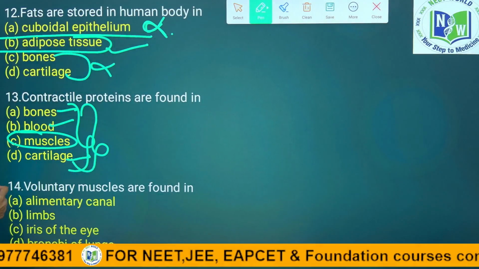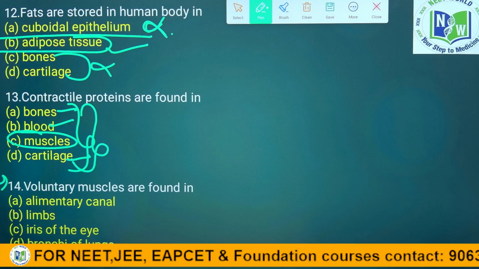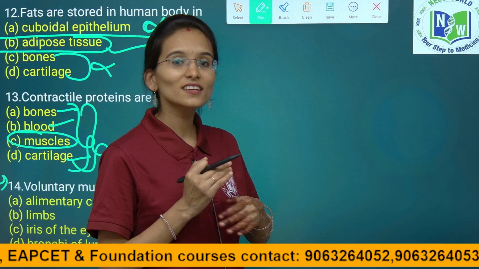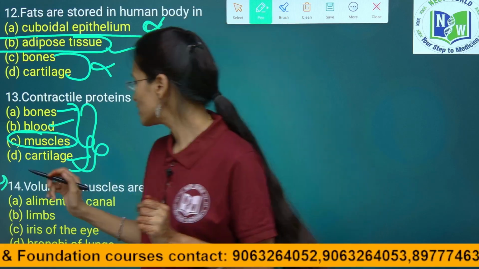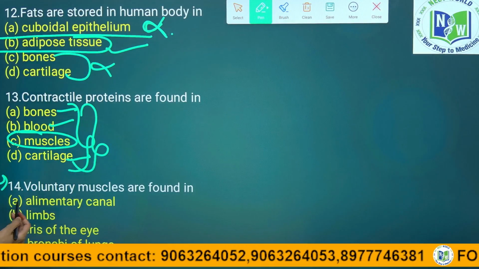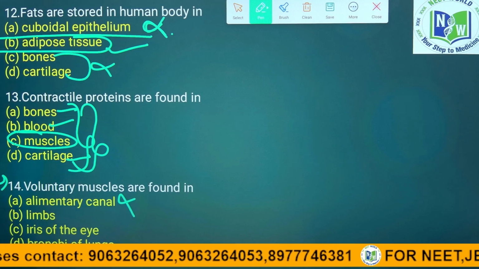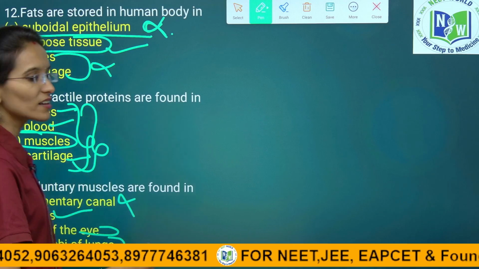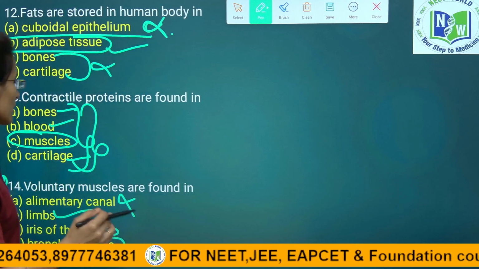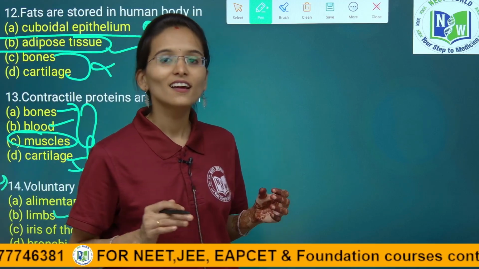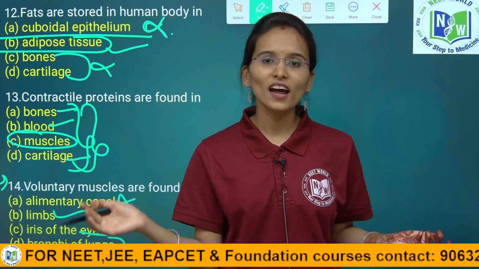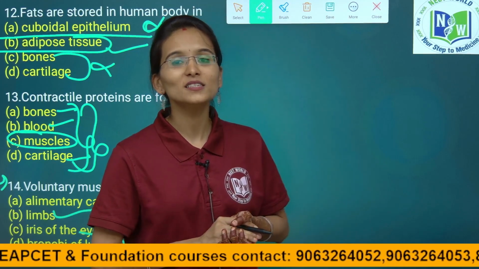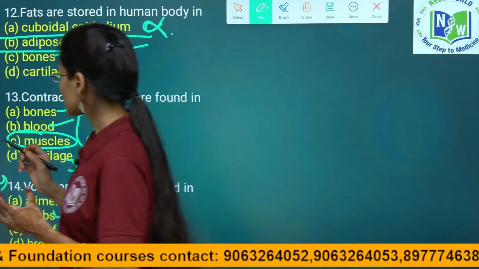Yes. The 14th question is: voluntary muscles are found in. Here are the options. In these 4 options, 1 is involuntary and the remaining 3 are voluntary. So, you have to identify where voluntary muscles are present. Alimentary canal, it is involuntary. Limbs, these are voluntary, and iris of the eye and bronchi of the lungs, these all are involuntary functions, but the voluntary muscles are found inside the limbs. So, we can move our hand, we can show the movement, we can perform different types of exercise activities. All these things we can do just because of the voluntary muscles only.